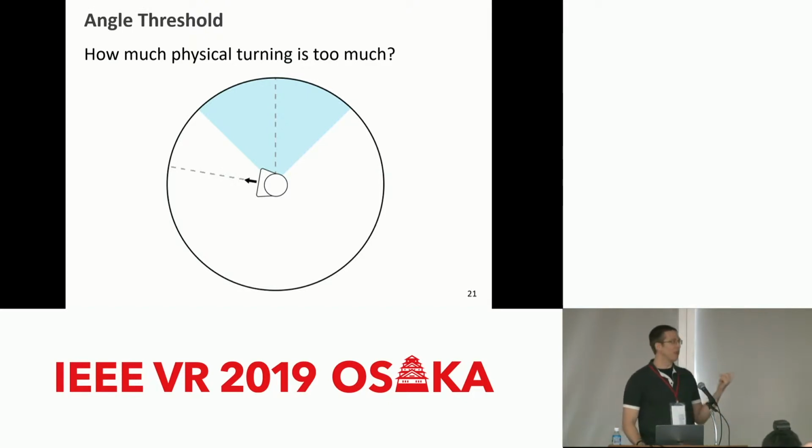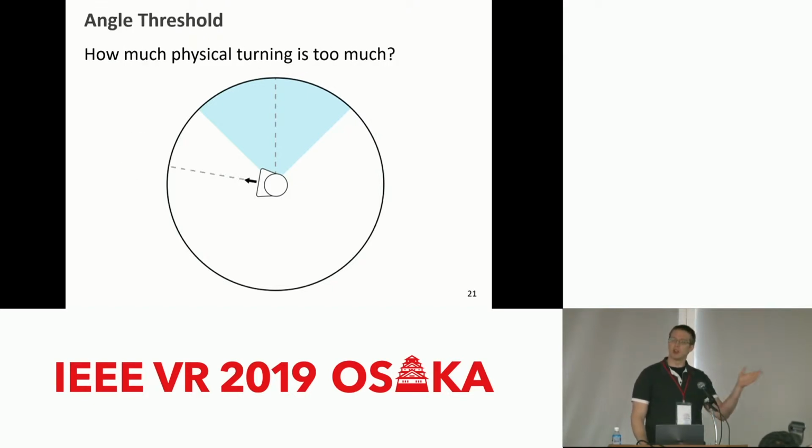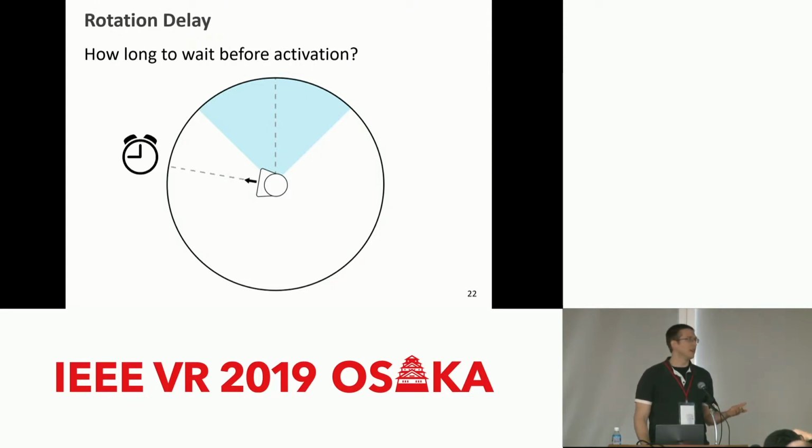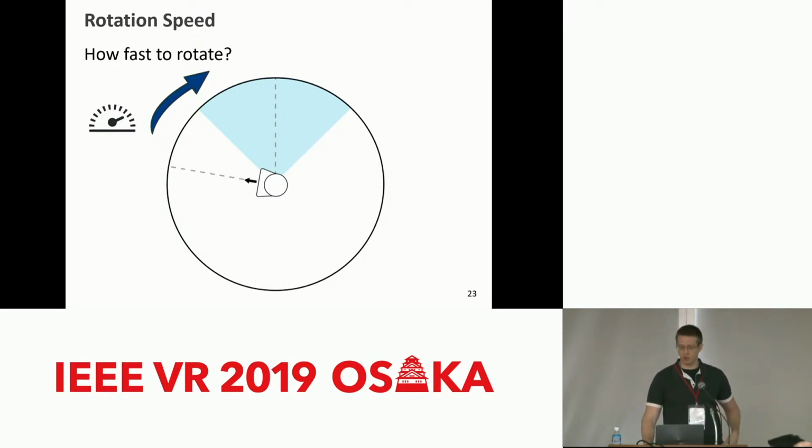In terms of an angle threshold, this light blue is just saying this is the forward direction. So if people are physically turned beyond that direction, maybe that's going to be uncomfortable for them. And how long do we want to wait while they're looking to the side? We call this our rotation delay parameter, for how long we want to keep them looking off beyond that blue period before we trigger the technique. And then, of course, what's the speed of the rotational adjustment to bring them back to the forward position.